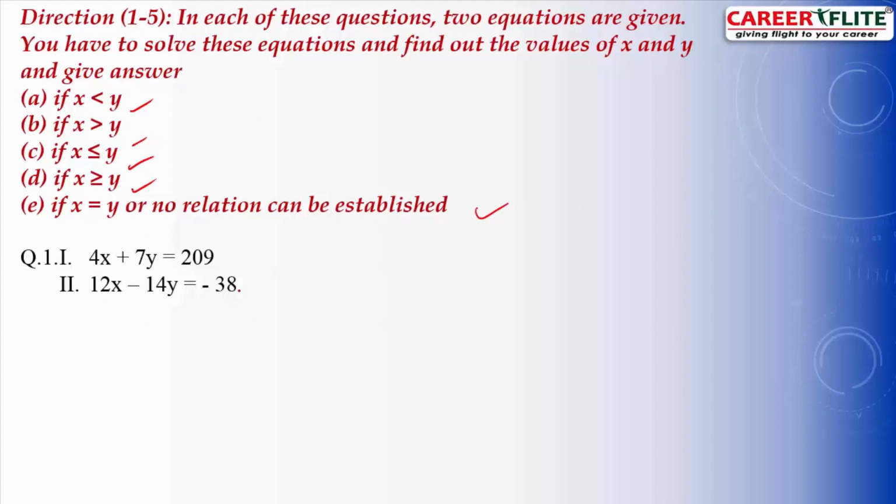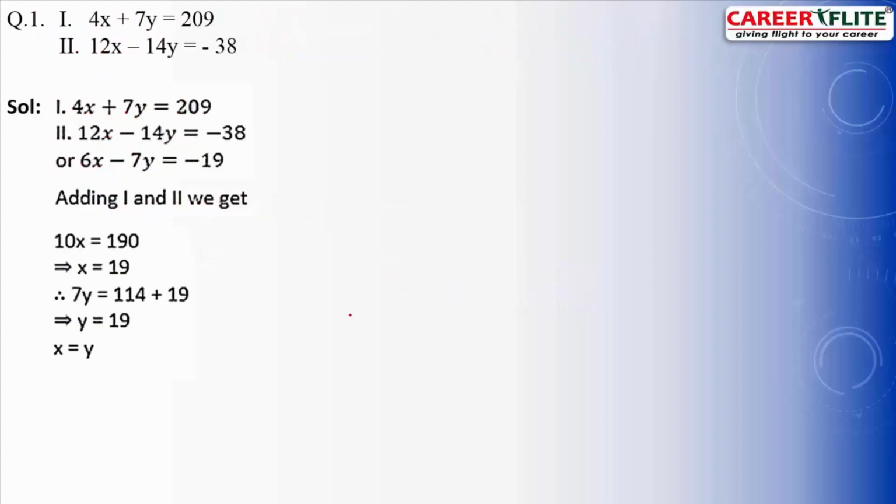So in the first equation we have this type of equation. It's better you solve it. We have 4x plus 7y is 209 and 12x minus 14y is minus 38. If you multiply this by 3, we will get 12. This will multiply by 3, we will get 21. Now if you subtract, we will get the value of y, and from that get the value of x. So let us see the solution.